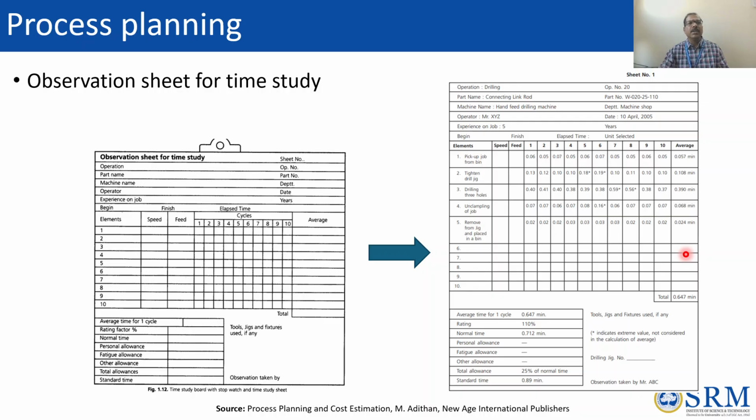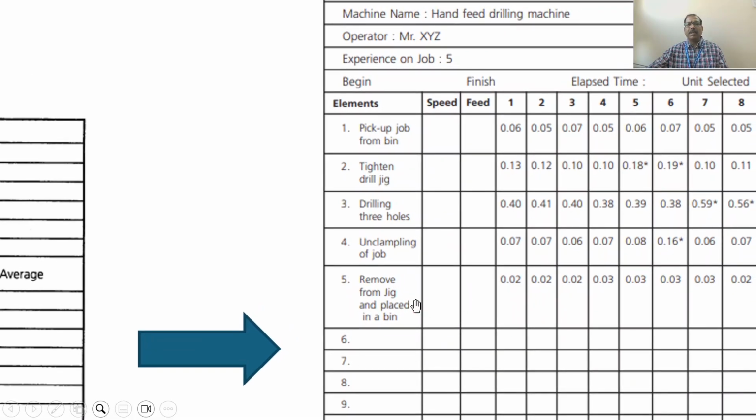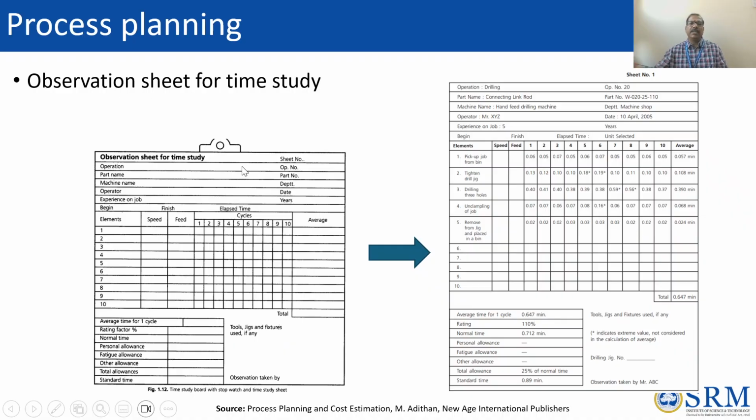Okay. Then the observation sheet for time study. For each machine, how much time is needed is clearly documented here. Pick up a job from the particular bin and tighten the drill. How much time required? Drilling three holes, unclamping the job from that machine, then removing from the jig and placing it in the particular bin. So each operation sheet gives how much time each operation needs, and it will be hung in between, at each and every machine. So this is the operation for the drilling process.